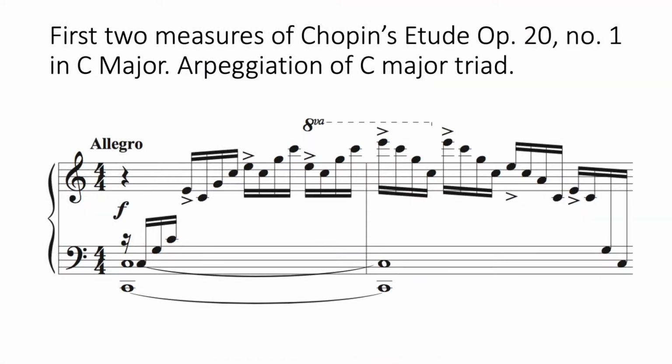Chords are very often heard both vertically and horizontally, and in combinations of those two. When we listen to Chopin's Etude Opus 20 No. 1 in C major, it's kind of a dazzling opening with very fast arpeggios.